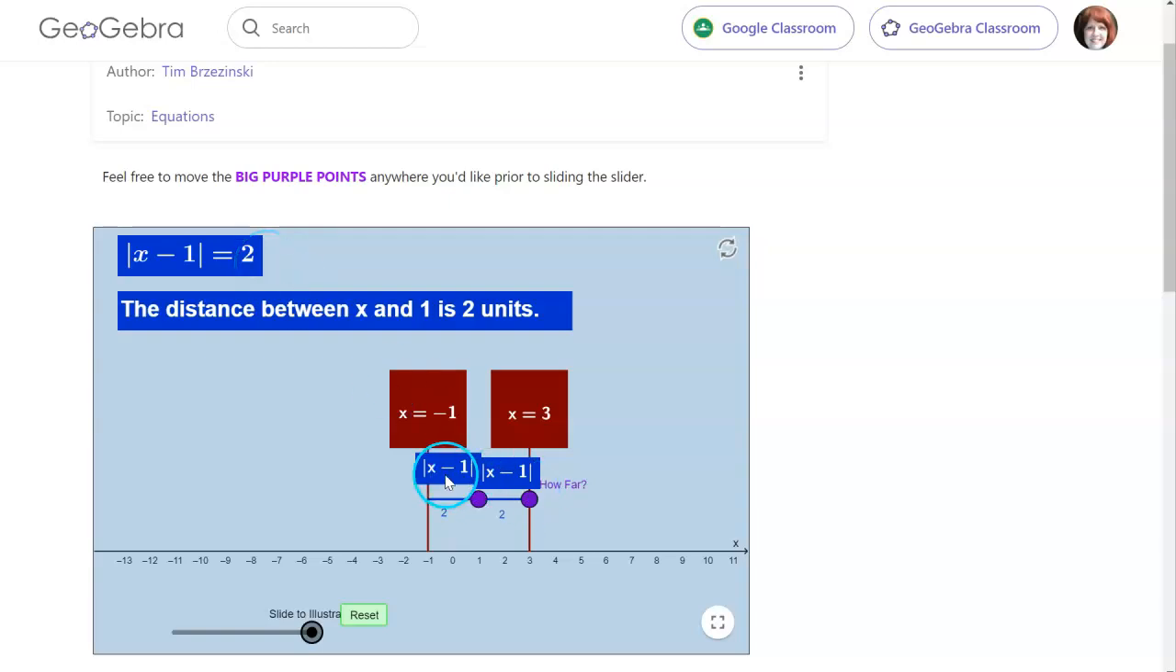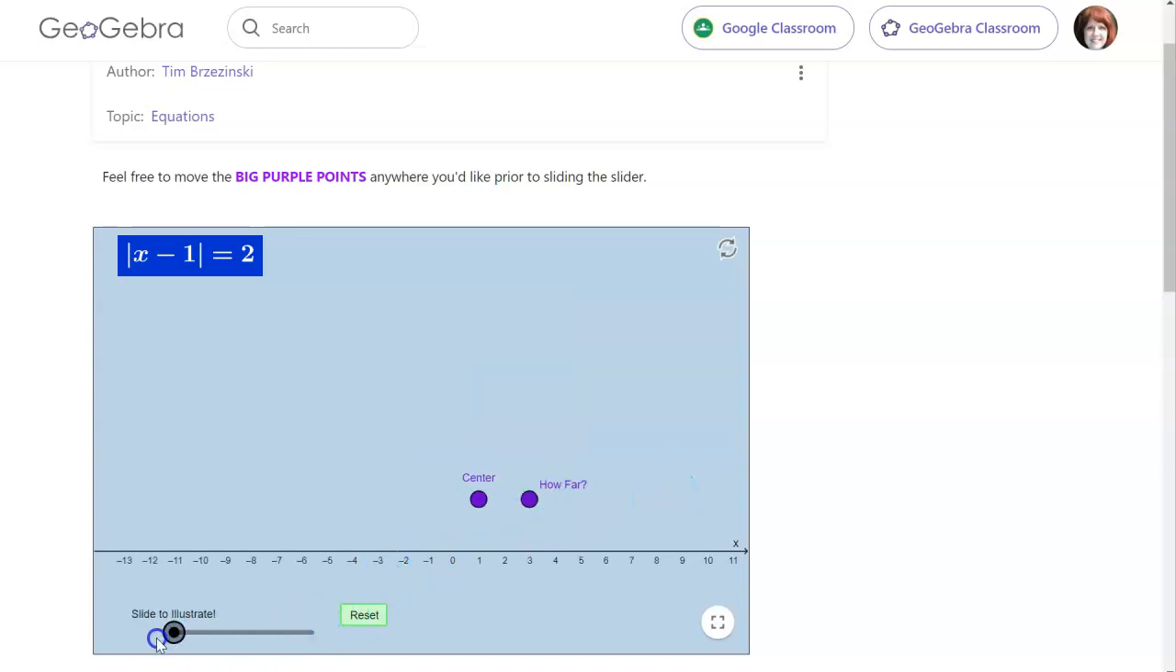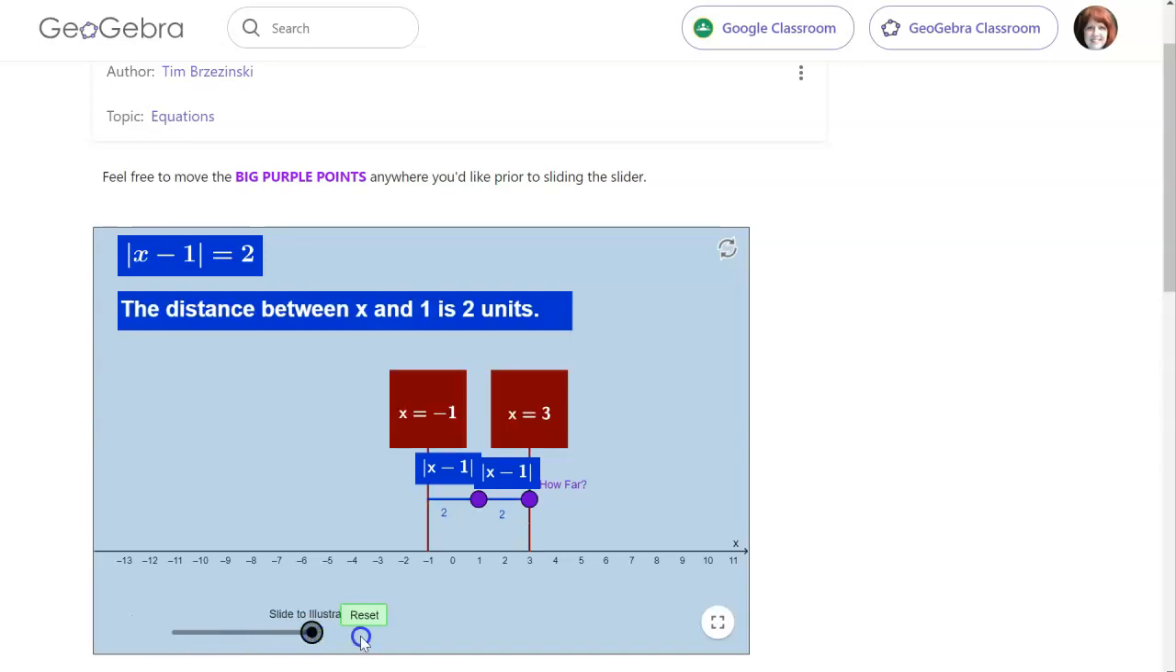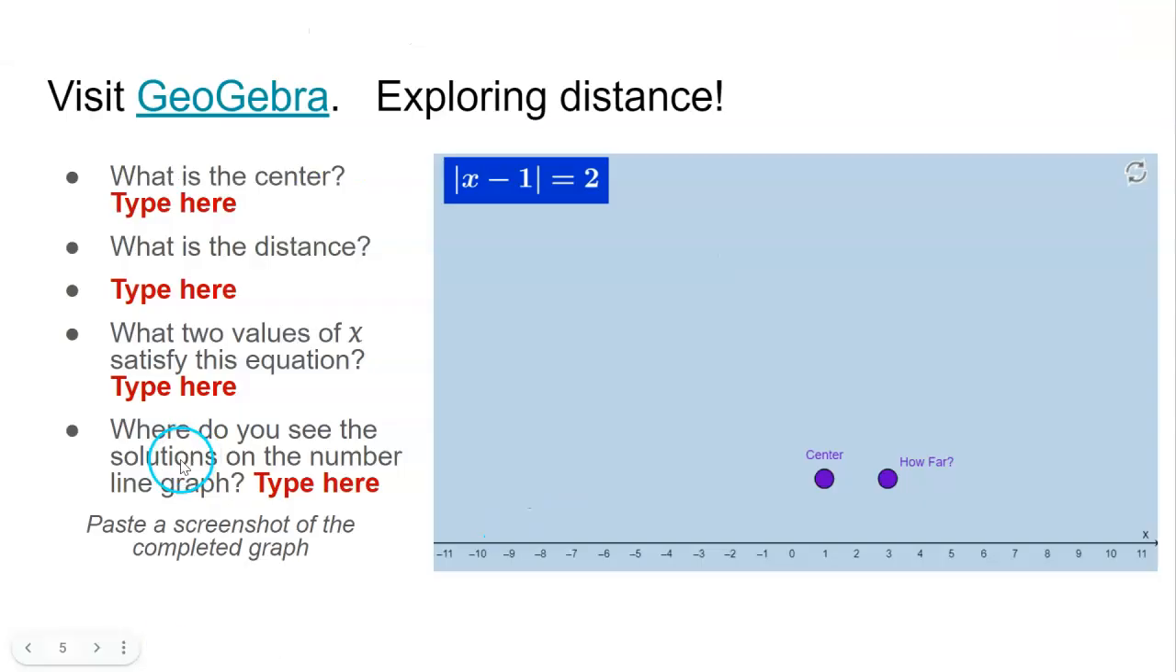And so they can see that this distance to the left and to the right of the center, which is at the 1, is 2 units. And so, yeah, and they can turn this back off, and it labels its center and how far. It kind of covers that up when they do.